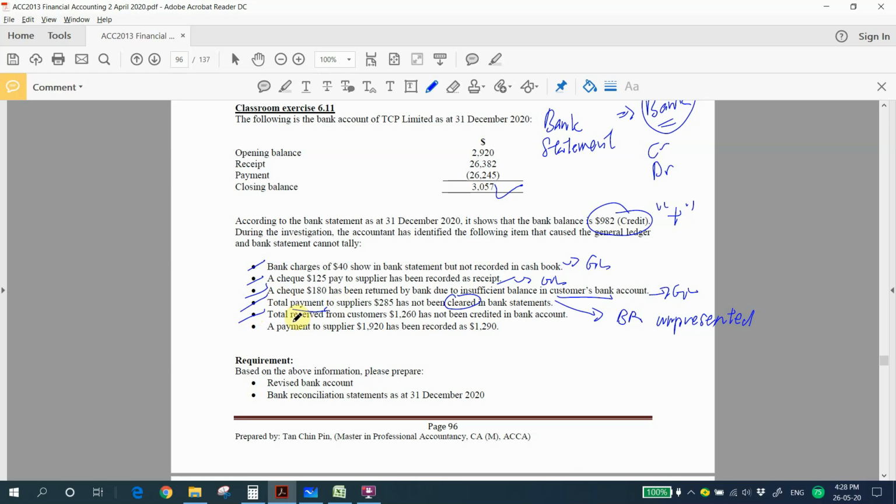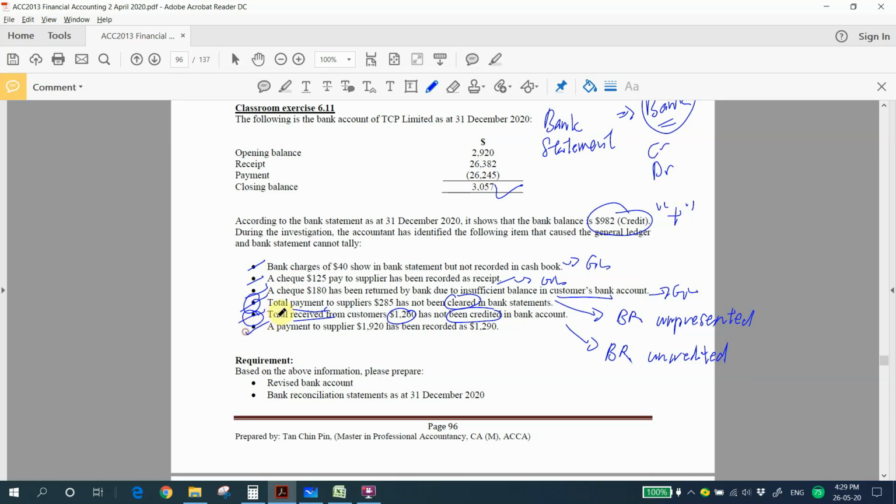Total received from customer 1260 has not been credited in the bank account. It means that this has been recorded in our GL but not in the bank statement, so we have to show it in our bank reconciliation under the category of uncredited check. Uncredited check means we have received the money from the customer, but this amount is not yet reflected in the bank statement. So we circle these two. When we prepare the bank reconciliation, we know which to record.